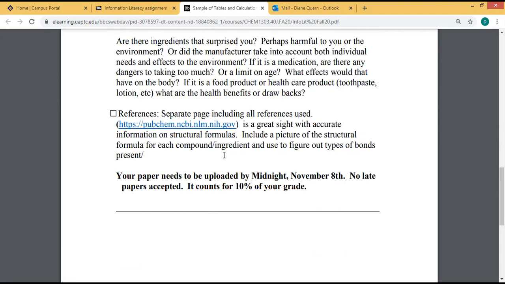For the references, you can do a separate page at the very end, or, as you'll see in the example I'm about to show you, you can put the references after each ingredient, whatever references you used for that particular ingredient. I don't have a minimum or maximum number of references. Just make sure you put the sites you got the information from so that you're not plagiarizing, basically.